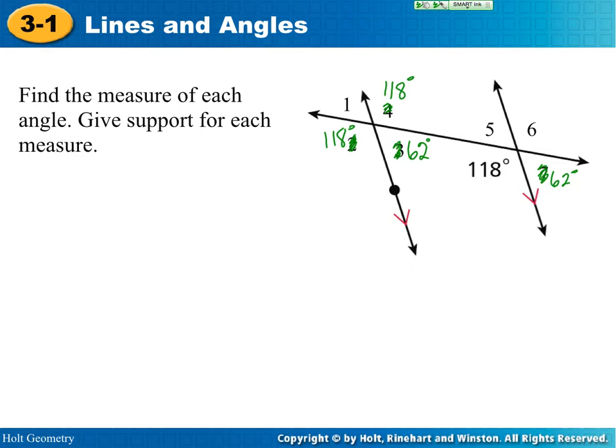Okay, so Paige, that would help you. Vertical angles, angle 1 could be 62 degrees, or angle 1 could be supported by alternate exterior angles. See, there's a variety of ways you could go through. Okay, Jaden, give me either 5 or 6.